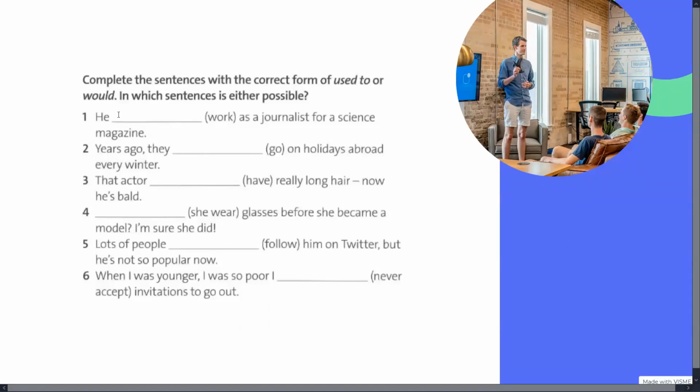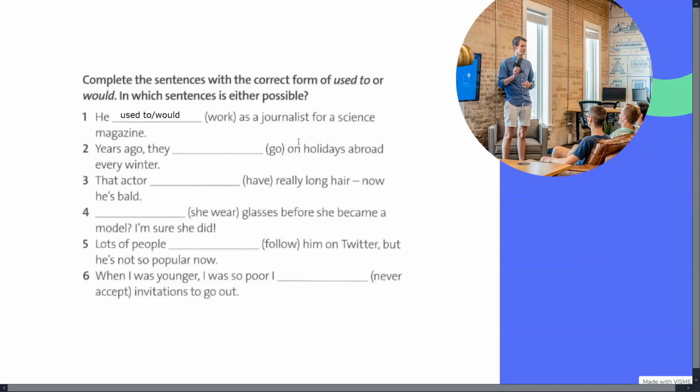For instance, he worked as a journalist for a science magazine. I would say that here we have used to, but also would. Because it doesn't tell us how long the action is, so it's not simple. It's not a state verb, so would can go there. It's not a question or a negative, so both can go. I would say that used to is more common, though.